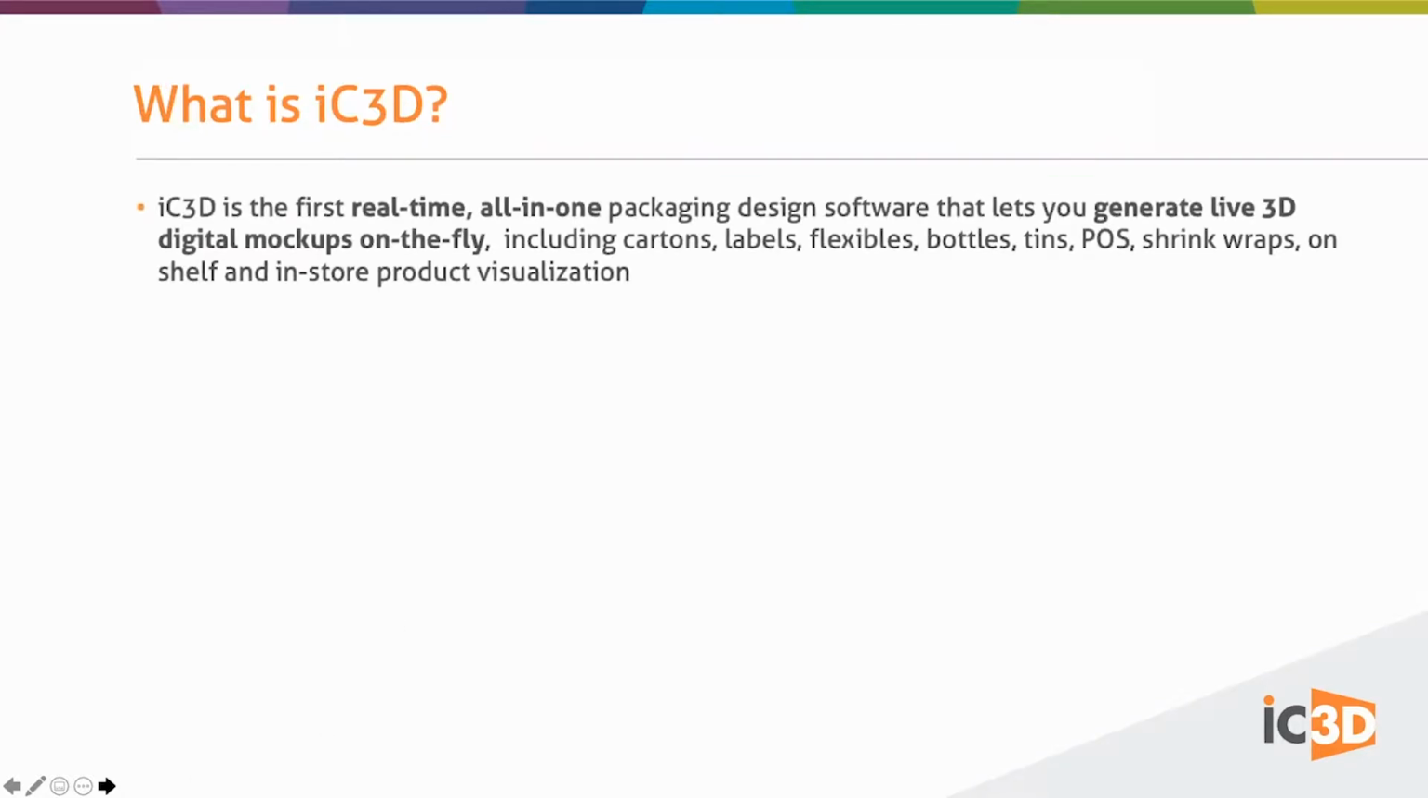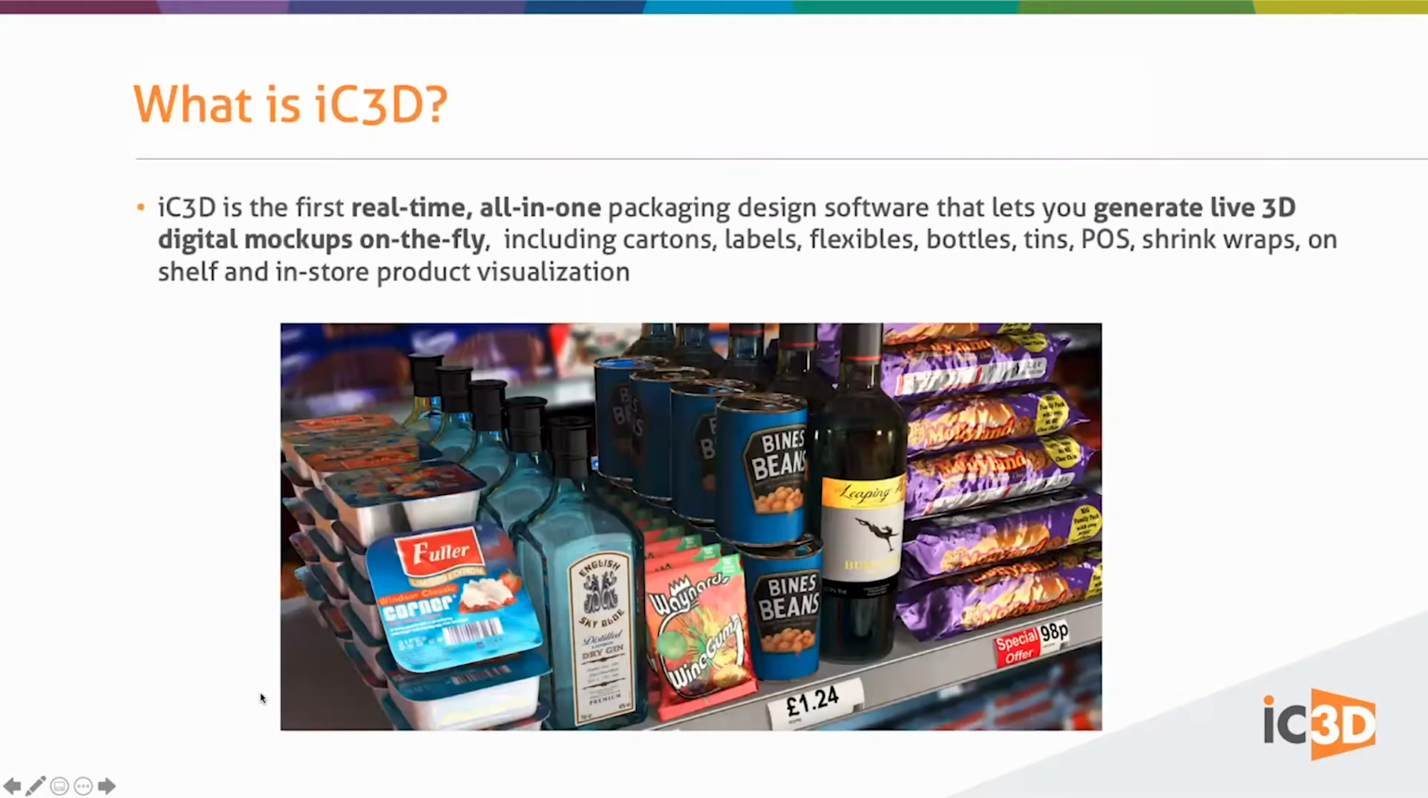iC3D is the first real-time all-in-one packaging design solution that enables you to generate hyper-realistic packaging mock-ups on the fly, and that includes any packaging item that you can think of: cartons, labels, flexibles, bottles, tins, point-of-sale items, shrink wraps on shelving, and in-store product visualization. So pretty much most of everything you see on the image here on my screen, as well as more, can be generated and created from a packaging focal point using iC3D.